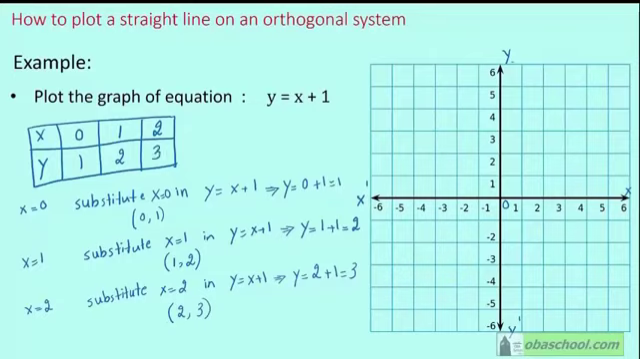Let's look at the graph and plot the coordinates that we have deduced. When x equals 0, y equals 1. Thus, we plot them on the graph at the exact point. When x is 1, y is 2. Also, we plot them on the graph at the exact points, as you can see in this figure. Finally, when x is 2, y is 3. We plot them on the graph also.